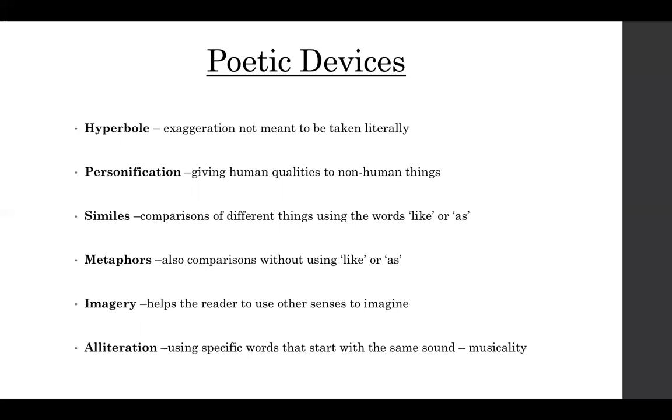Similes are comparisons of different things using the words like or as. And metaphors are also comparisons, but without the use of like or as. Imagery uses descriptions of senses such as smell or feel to evoke imagination and memory so that the reader can relate to or better understand the poet's feeling. And finally, alliteration is using specific words that start with the same sound, which adds a musicality to the poem. So for example, the slithering snake, or weak and weary.